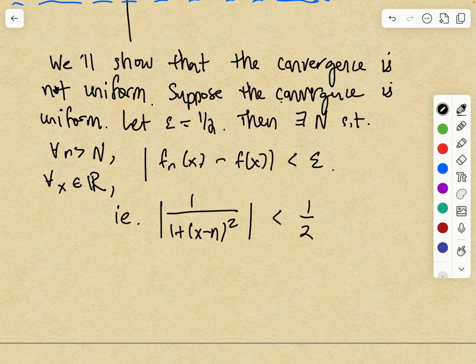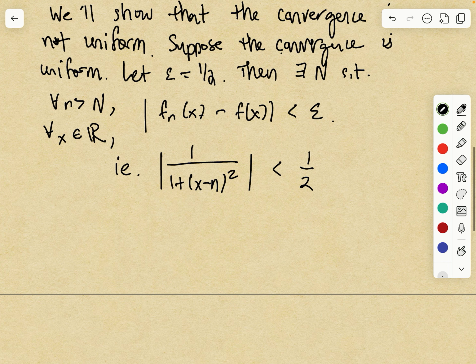But now what we want to show is that, given little n, there exists an x for which this is not true. For any n, what's an x depending on n for which this inequality is not true? x equals n. If you plug in x equals n, you just get 1 over 1 plus 0 squared, and you get 1, and that's certainly not less than 1/2.